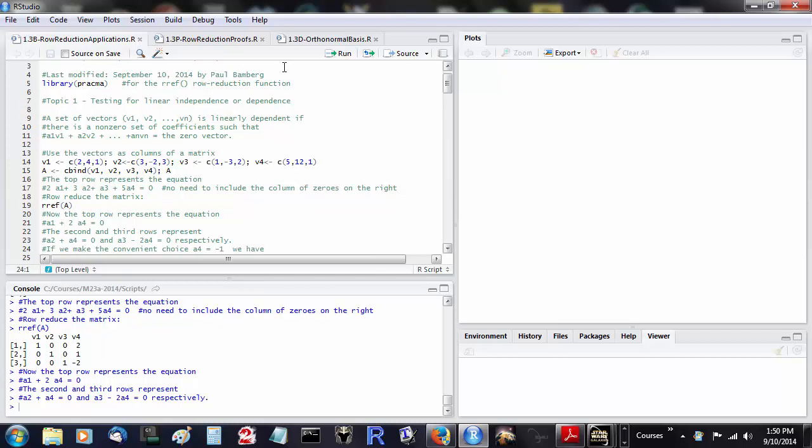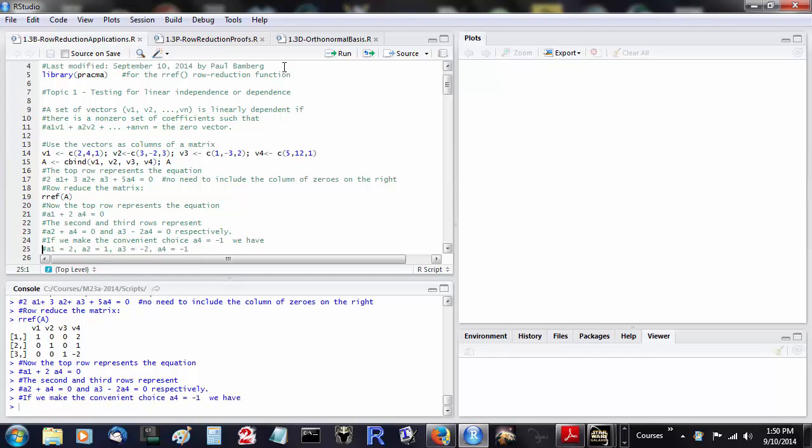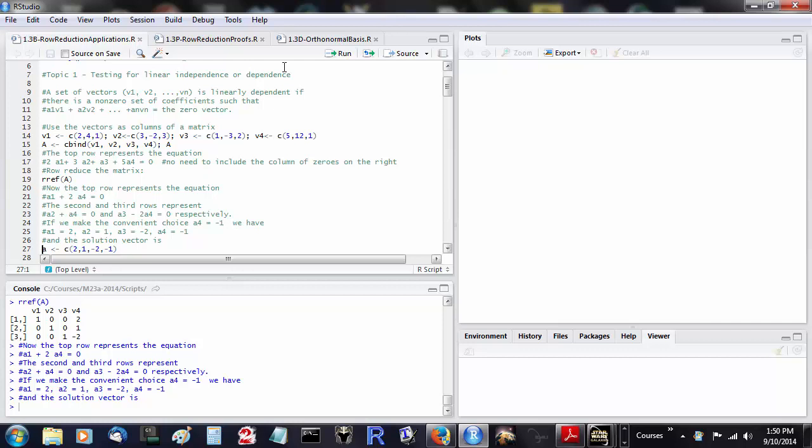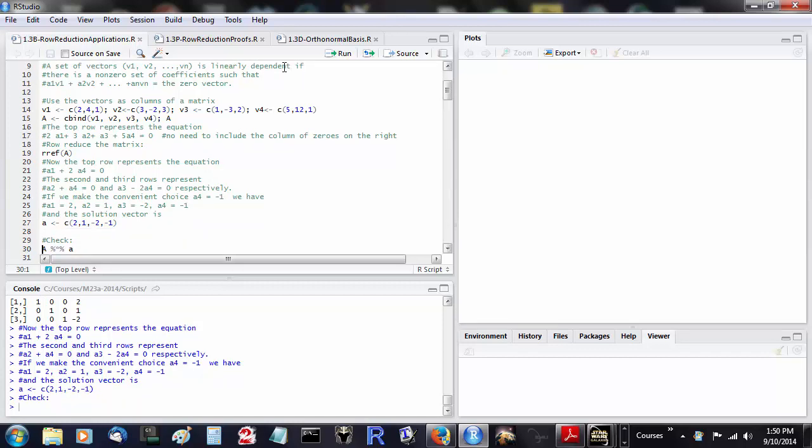Remember now, in a situation like this, we have to choose arbitrarily the value of one of the unknowns. A particularly convenient choice is a4 equals -1. And once we choose a4 equals -1, we can calculate the other values, 2, 1, -2, respectively. And we found our solution. The solution vector a is 2, 1, -2, and -1.